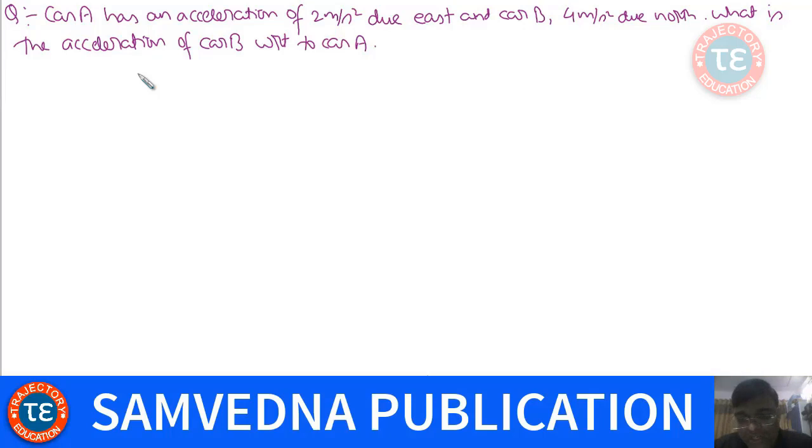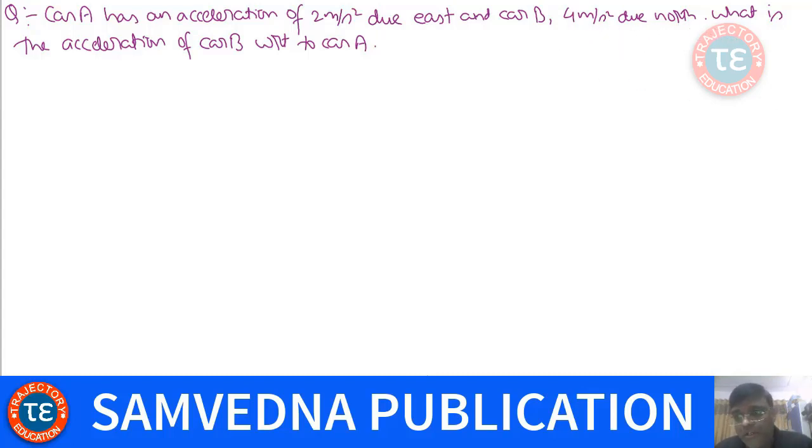Now in this video we are going to do some questions on relative motion or relative velocity. See this question. The question says car A has acceleration of 2 meter per second square due east, and car B has acceleration of 4 meter per second square due north.